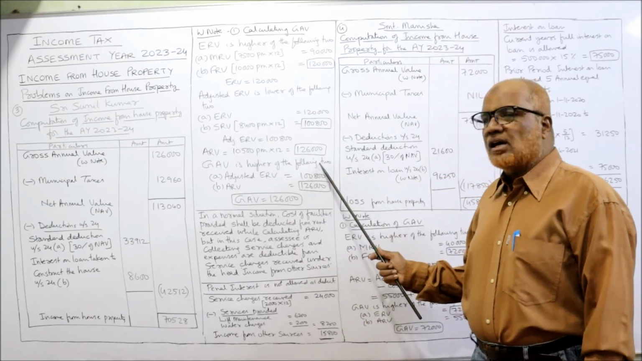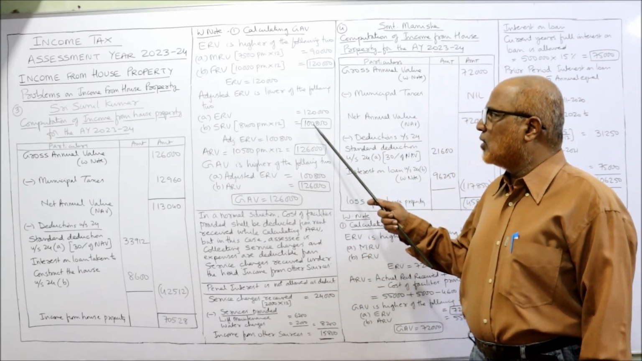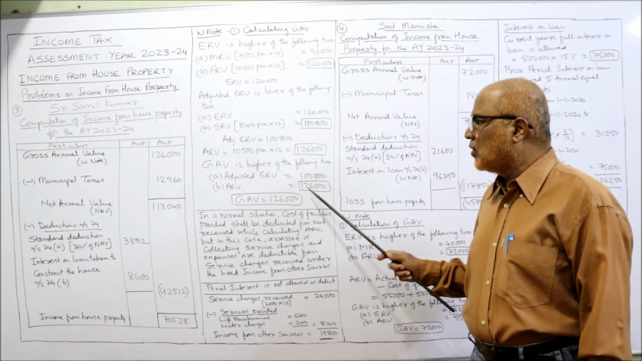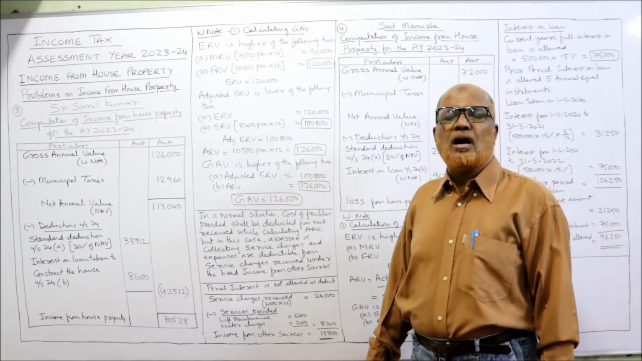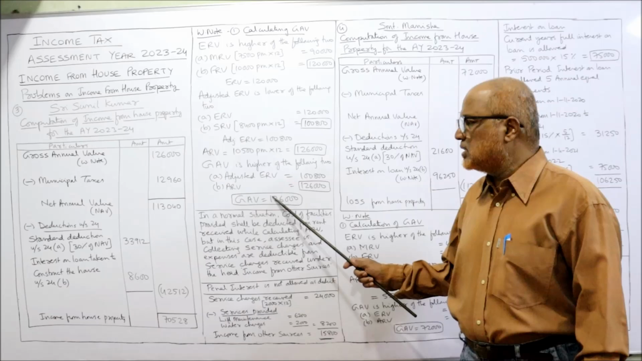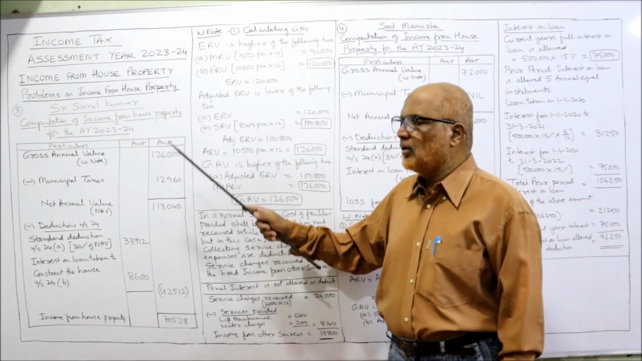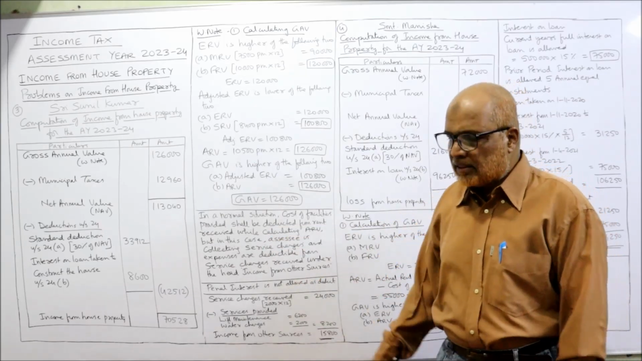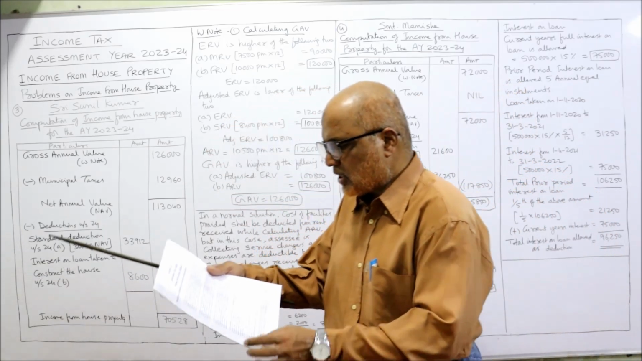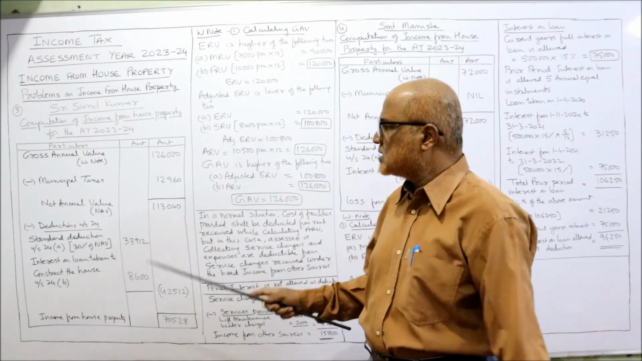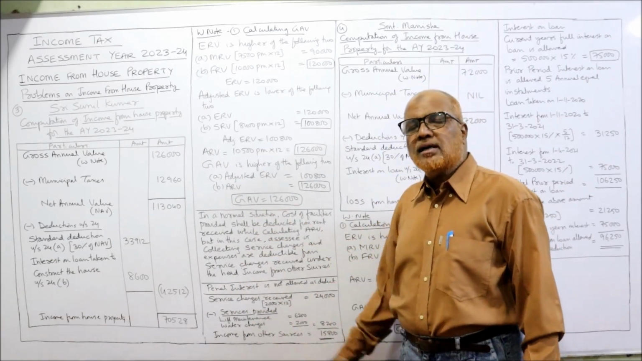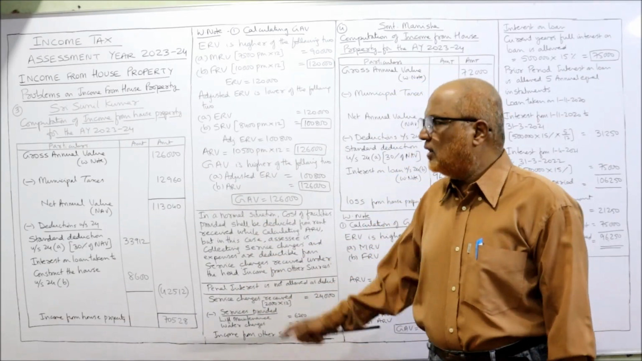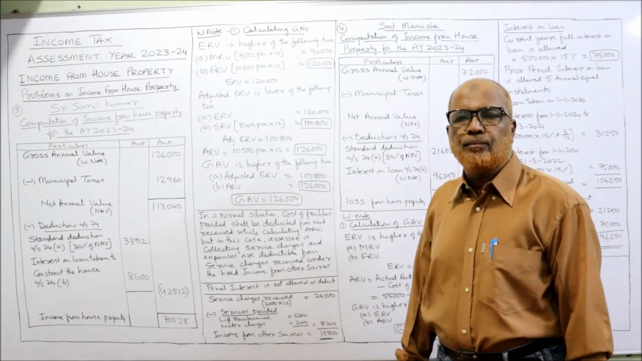Now, GAV is higher of the following. Adjusted ERV we got 1,08,000 and ARV we got 1,26,000. Whichever is higher, so 1,26,000 is higher. That is the gross annual value. Now, local taxes paid. It is given in the problem, 12,960. You can check, local taxes 12,960. Deduct local taxes, we will get net annual value, NAV, 1,13,040.